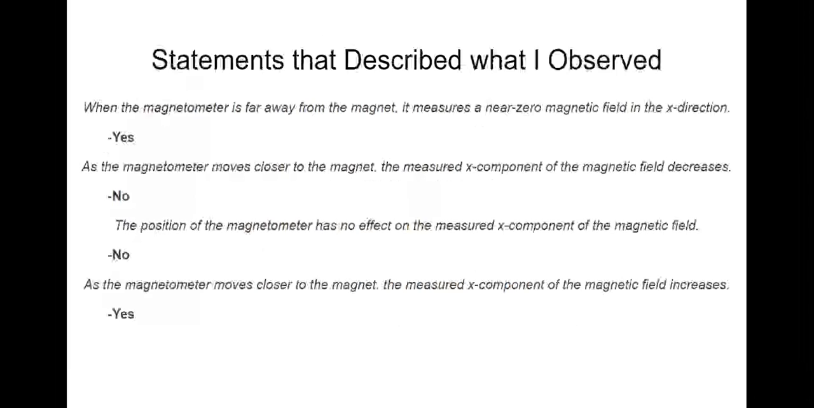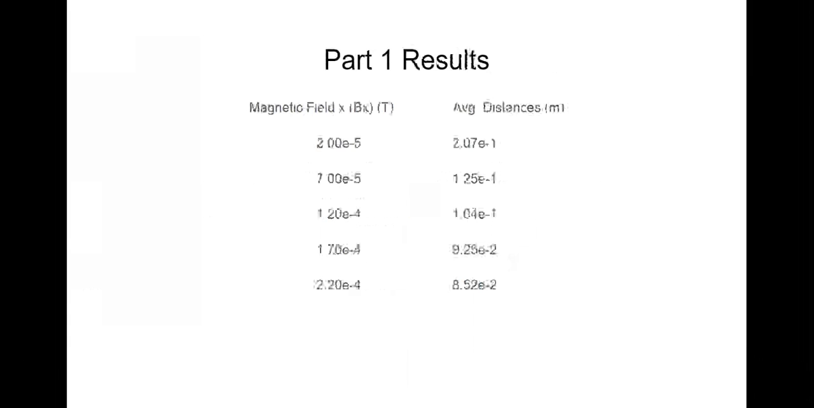So, a few statements that describe what I observed. When the magnetometer is far away from the magnet, it measures a near zero magnetic field in the X direction, as magnetism scales inversely proportionally with distance. Next, as the magnetometer moves closer to the magnet, the measured X component does not decrease. The position of the magnetometer does have an effect on the measured X component of the magnetic field. And finally, as the magnetometer moves closer to the magnet, the measured X component of the magnetic field does increase.